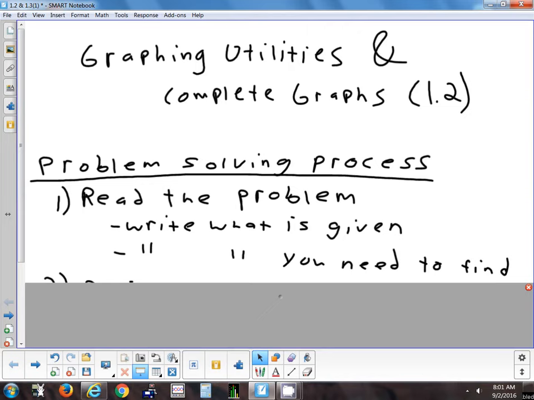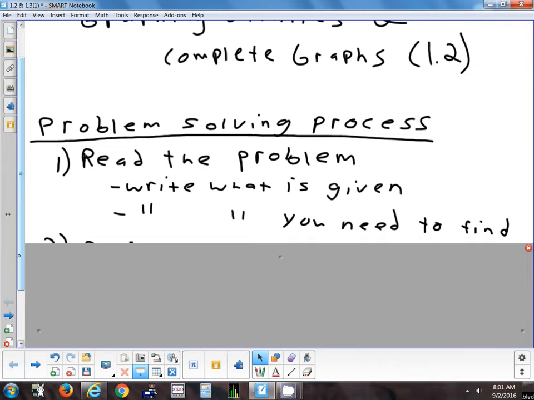Okay, so as we go through a problem, we'll write down what they're giving us, and then we'll try to figure out what they're asking us to find. Once we've organized our thoughts and figured that part out, then we have to start to figure out a plan to solve the problem.